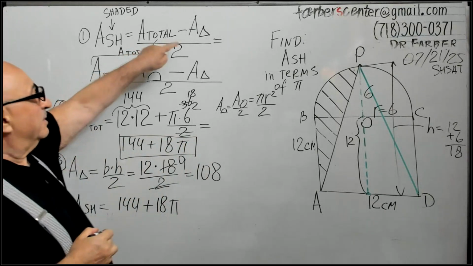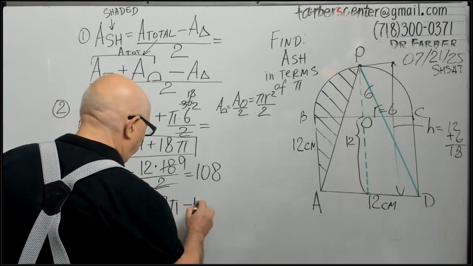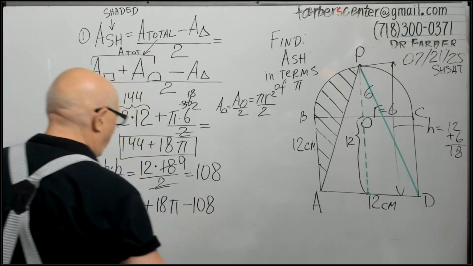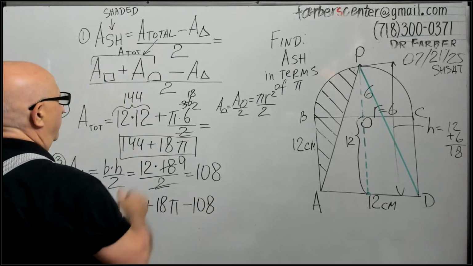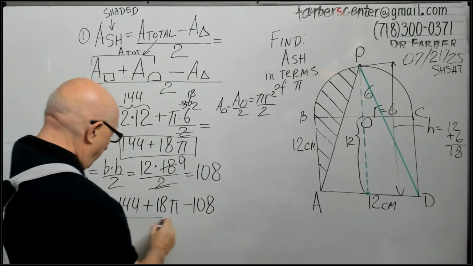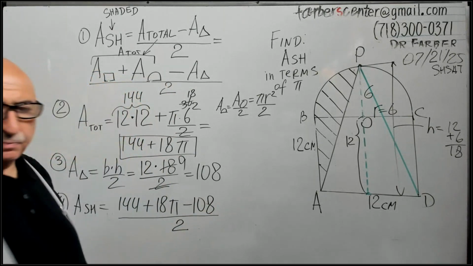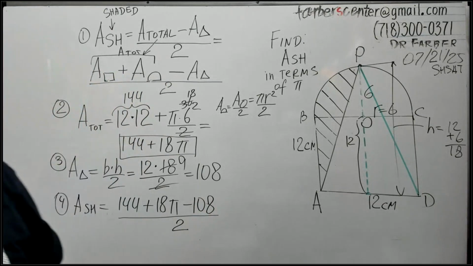Minus area of triangle. Minus 108. And everything divided by 2. Understand up to this part, everything, students?